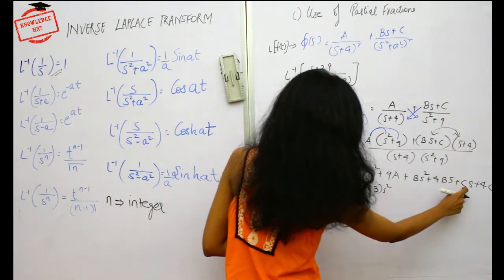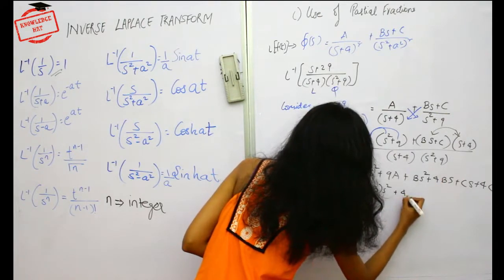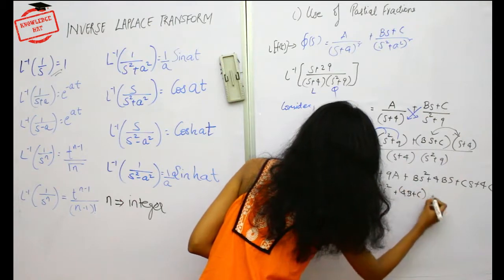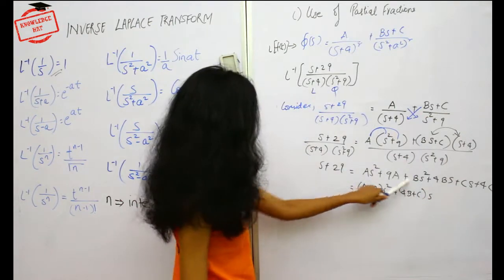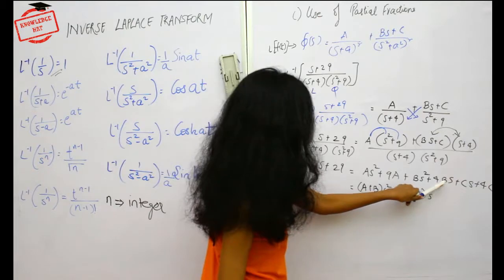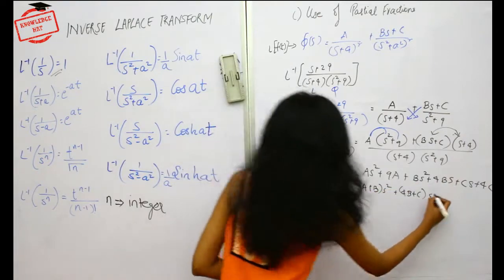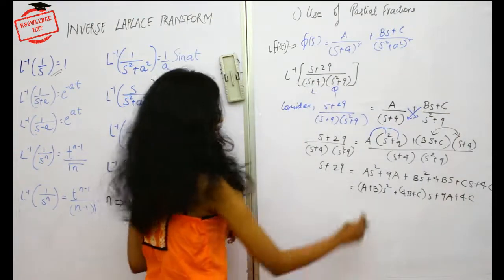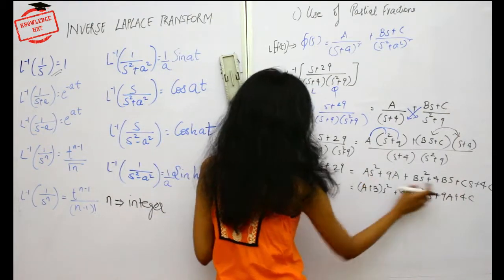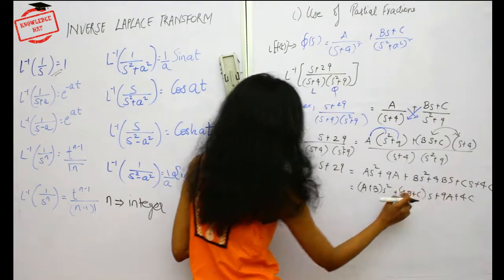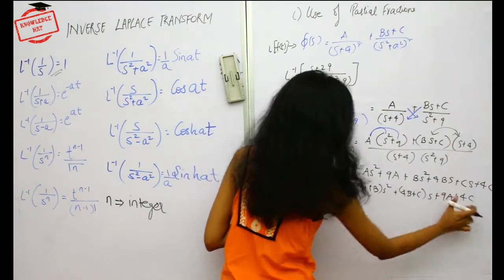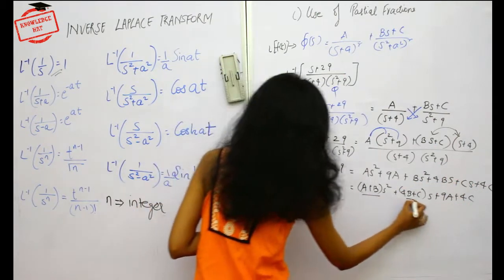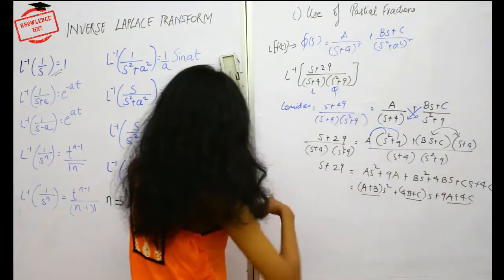4bs and plus cs. So this will be plus (4b plus c) into s. Okay, (a plus b) into s square, (4b plus c) into s, plus 9a plus 4c. Just group all the same terms together, s square with s square, s with s, and constants. Okay, so all like terms.